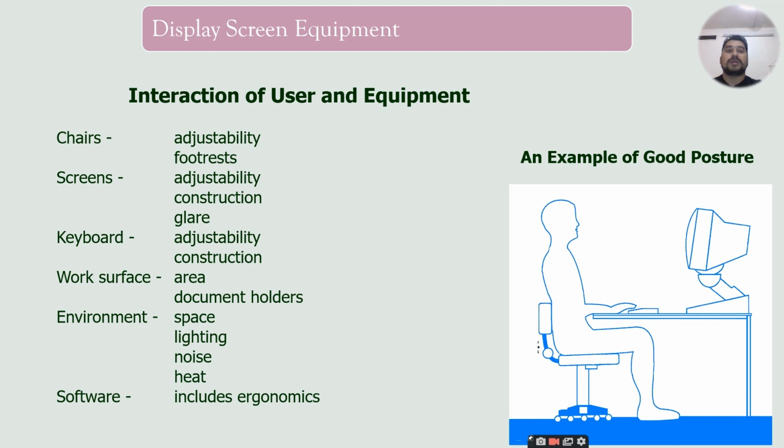Environment: need to check the space. What is the space of the table where people are using the DSE? What is the lighting, the light environment? And noise, is the area noisy or not? Heat, what is the temperature of the area? What is the humidity of that area? After that, software includes ergonomics. So these are the things included in display screen equipment, and this is a good example of good posture whenever we are using a DSE.